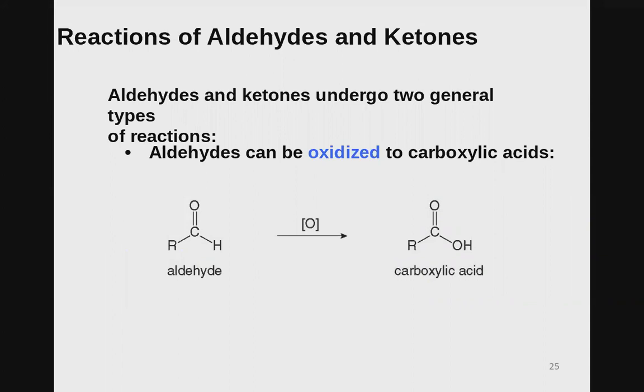Now, aldehydes and ketones undergo two general types of reactions. We've already talked about this one, but aldehydes can be oxidized to carboxylic acids. We looked at acetaldehyde being oxidized fully to a carboxylic acid when we talked about the breakdown of alcohol. So that's one that can be oxidized. Remember, O within brackets is going to be oxidation.